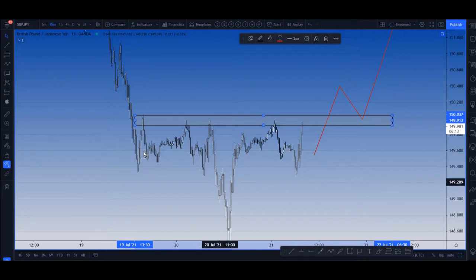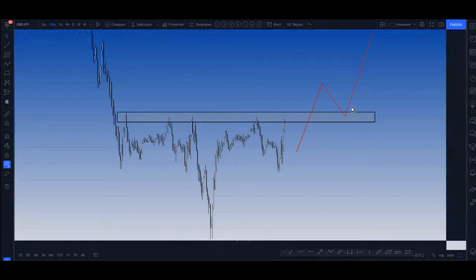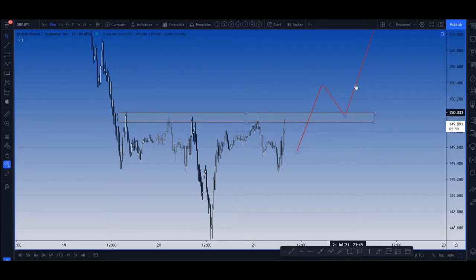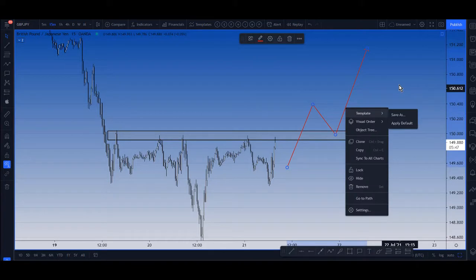But okay, this is a big level, 150. We see that break and close above. We're going to look for that retest. We're going to look for long opportunities. That's looking for a change of cycle from those sellers into the buyers. It's looking for candlestick patterns like morning star or engulfing buy candles, something like that. So keep your eyes on this pound yen.